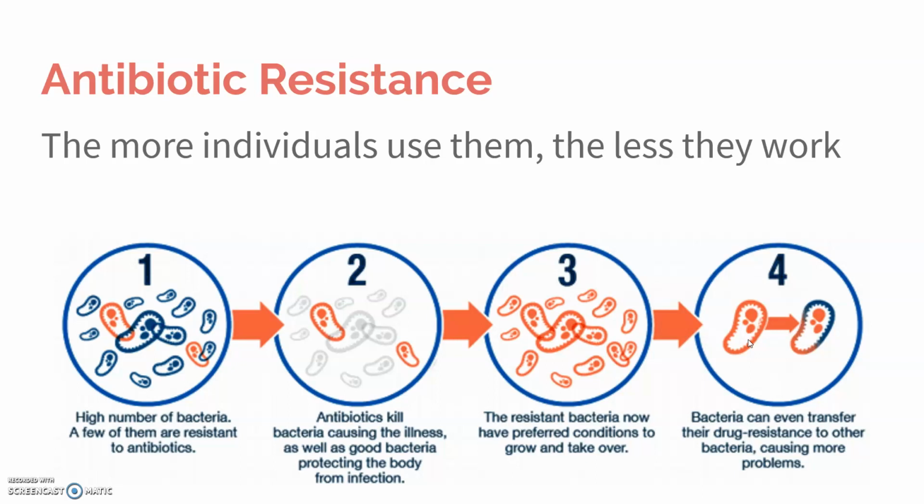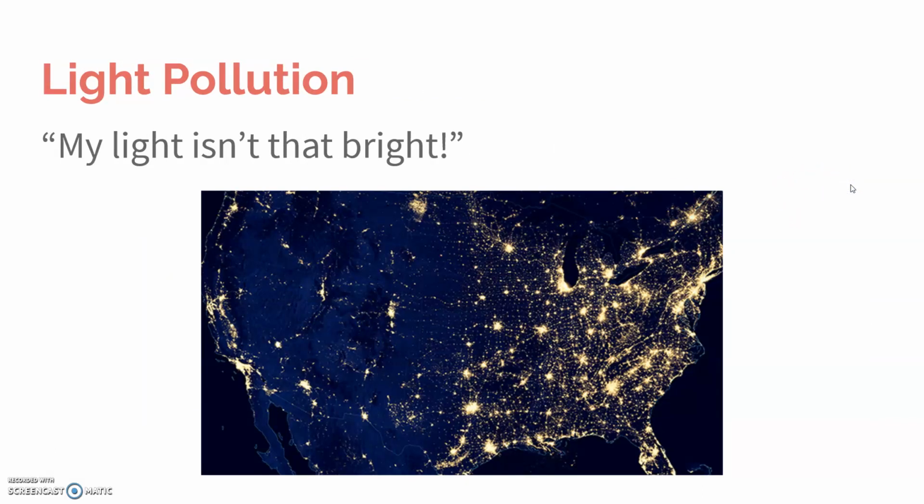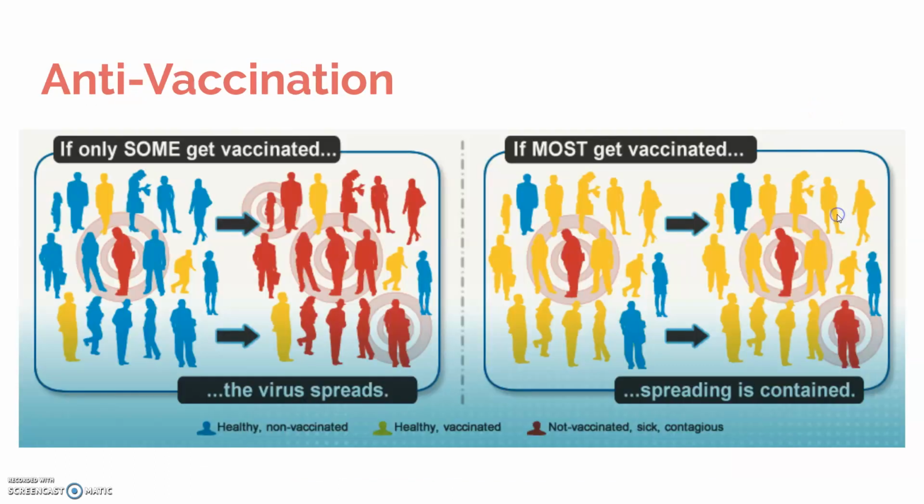With antibiotics, our overuse of antibiotics has led to strains of bacteria that are resistant to our antibiotics, and that affects us all. Light pollution: all of our individual lights can turn into something like this. It's really hard to see the night sky, it confuses nocturnal animals, all that stuff.